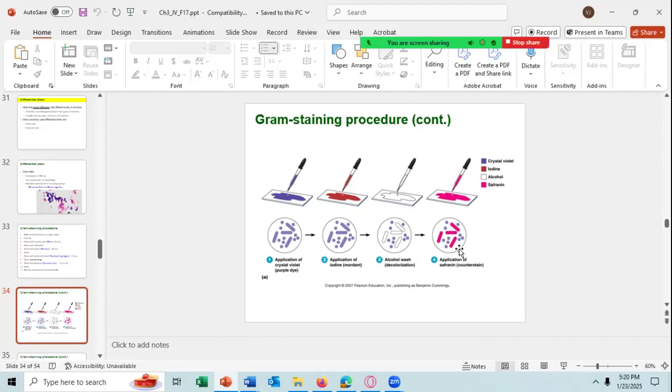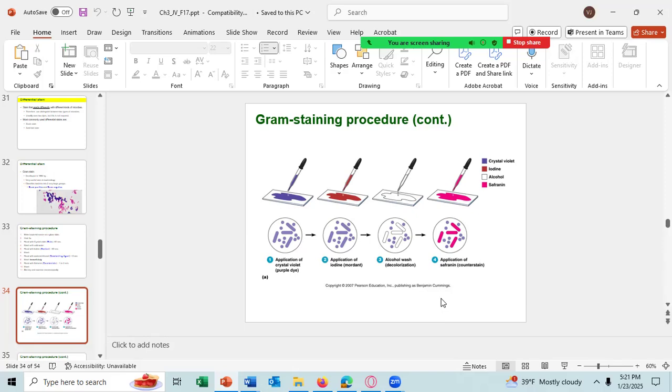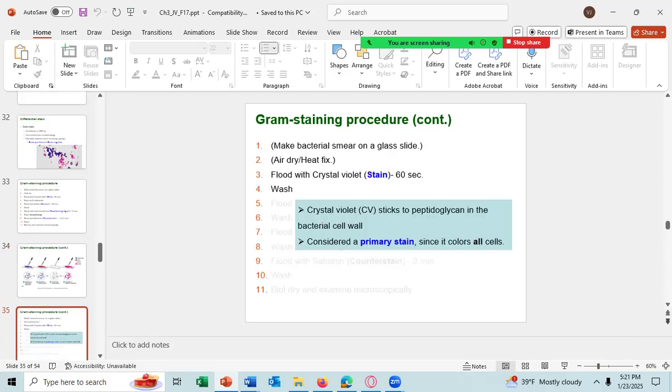Apply the safranin, it will make the gram-negative cells stain pink. Those are the decolorized ones. And the gram-positive cells will retain the crystal violet, so they will appear purple. Any questions about the step and the color? You do need to know this slide or the steps of the gram stain.